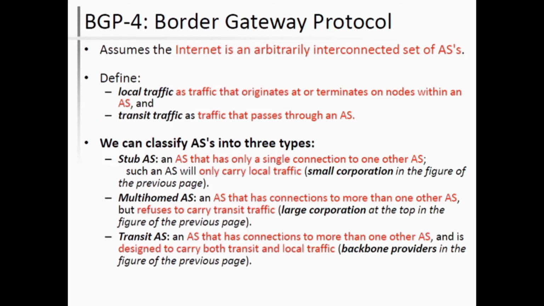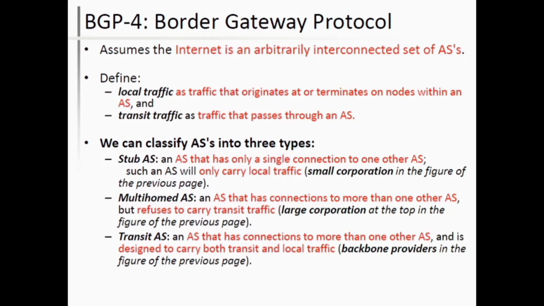At the same time, a multi-homed AS is an AS that has connections to more than one other AS but refuses to carry transit traffic, such as the large corporation given in figure 3.